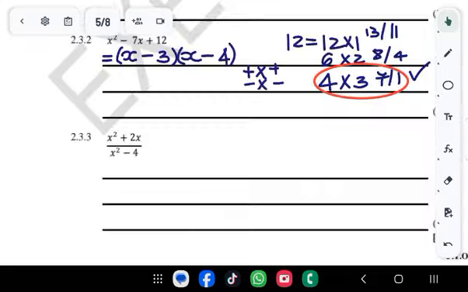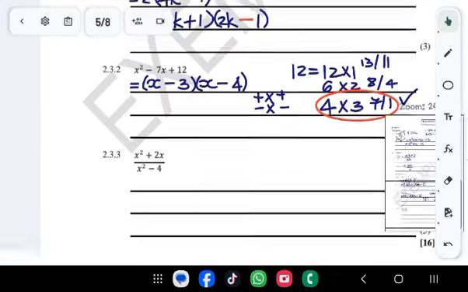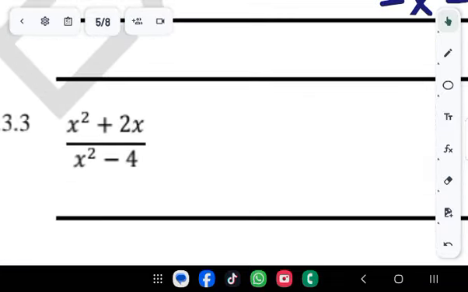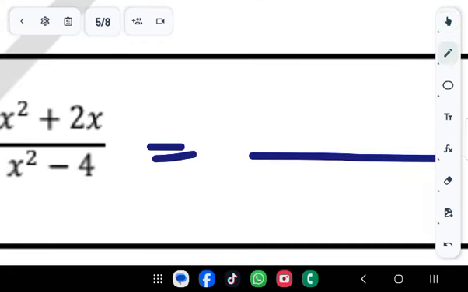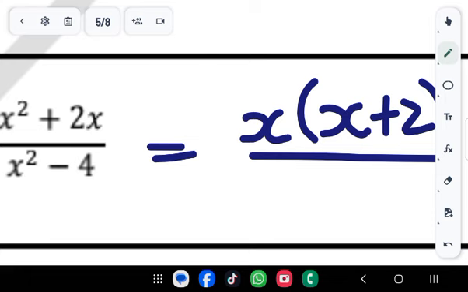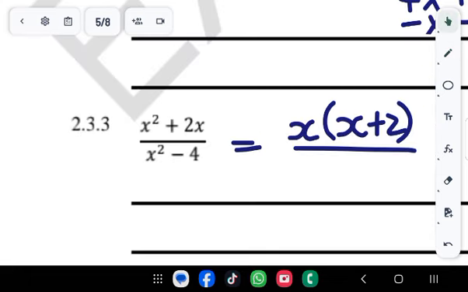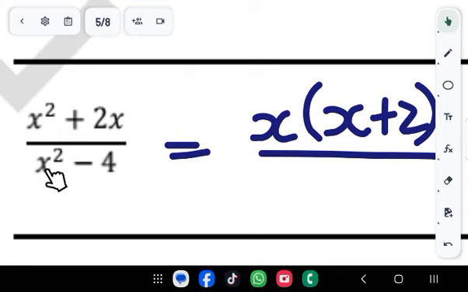Next question, we are supposed to factorize. Okay, let's factorize. Here is how we factorize. Step number 1, we find a common factor. The common factor will be x, and that leaves you with x plus 2. That's what we have at the top. At the bottom, we have a difference of two squares, x squared minus 4. x squared is the square of x, and 4 is the square of 2.